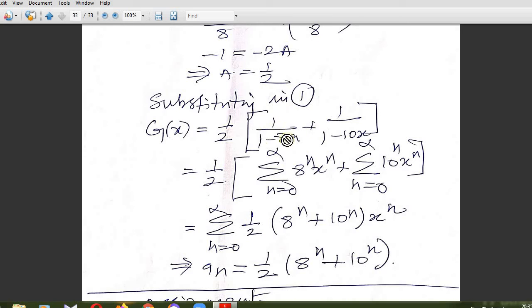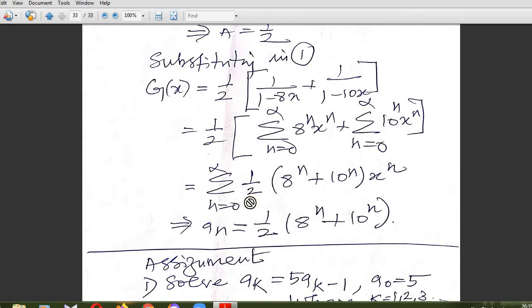The 1 by 1 minus 8x will have the expansion as 1 plus 8x power 1 plus 8x power 2 plus 8x power 3 plus dot dot dot. Similarly, this is equal to 1 plus 10x power 1 plus 10x square plus 10x cube plus dot dot dot. So if you simplify that, the summation form would be like this. This is also summation form for this. Okay, we know from expansion of this short form, this is summation form for this particular expression.